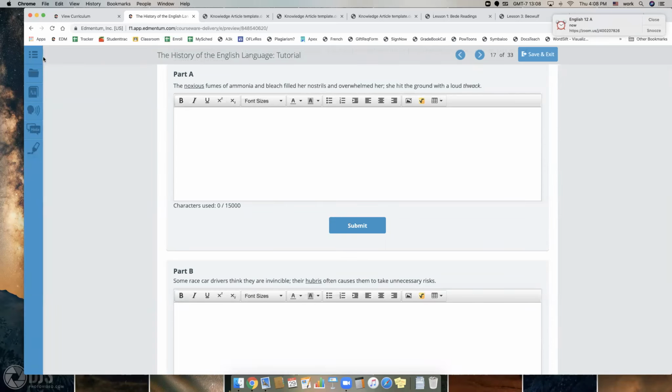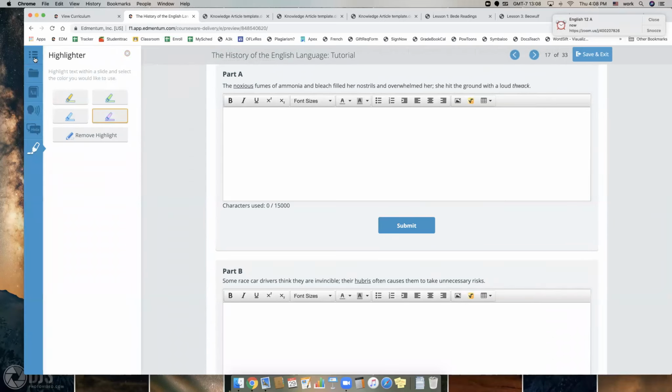So we have quite a few clues in this to get us in there. We're looking at noxious here. We have ammonia and bleach, and also fumes. It helps if you know the word fumes, right? But then we have nostrils, so we can probably figure out that this has something to do with the nose. So fumes, nostrils, ammonia, bleach. So you're smelling something, you're breathing something in, and then she hits the ground.